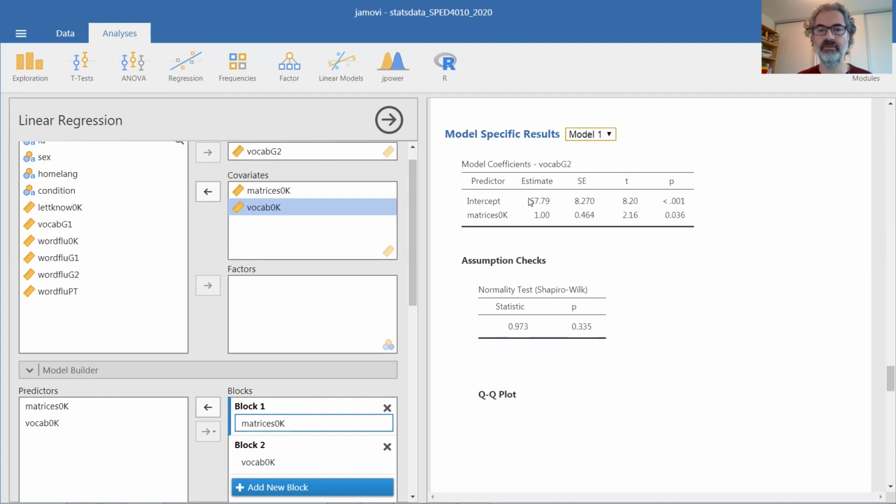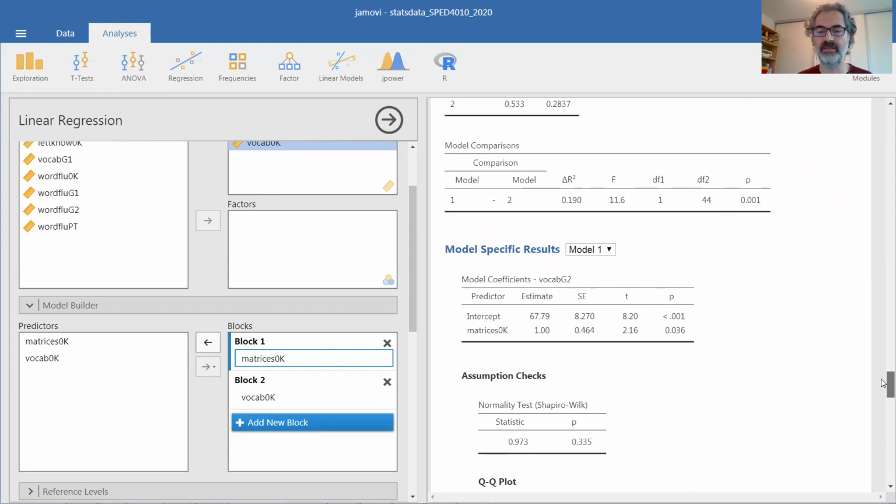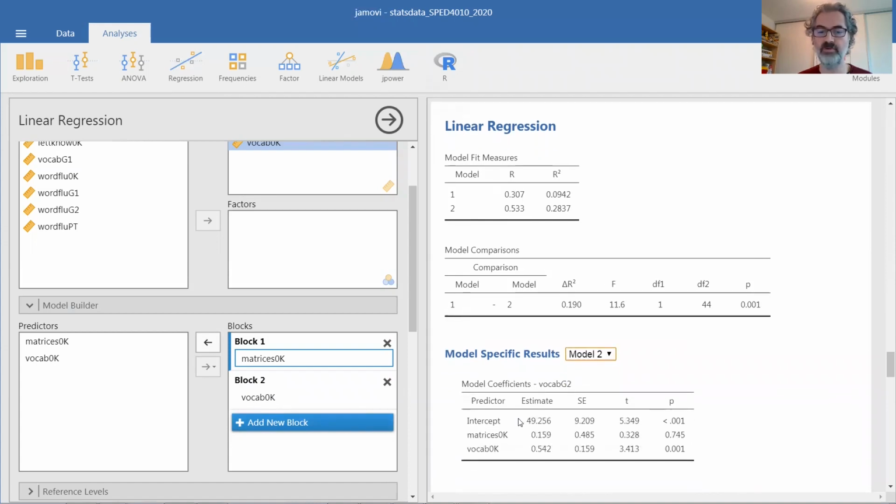So model 1 includes the variables entered in block 1. And we see that matrices in kindergarten is a significant predictor of vocabulary in grade 2. Okay, now on top of that, we are going to add block 2. So the step 2 variables, which in this case is just vocabulary. Model 2 then has both our predictors in. And in model 2, we see that only vocabulary in kindergarten is a significant predictor.